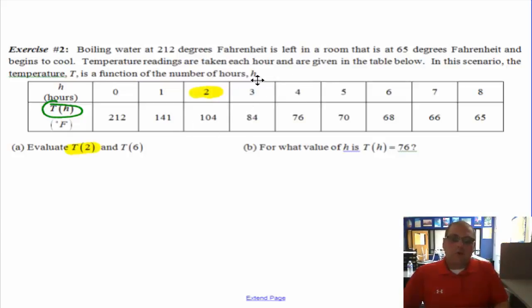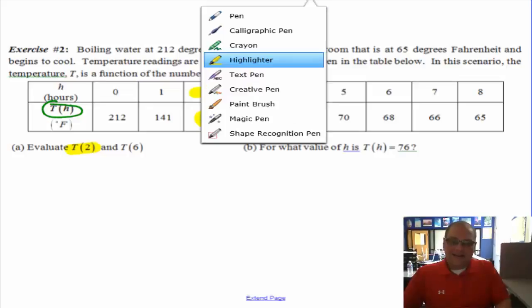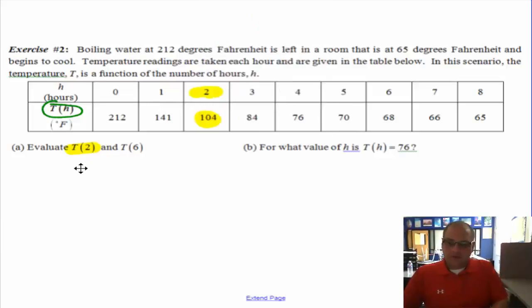And they're asking you to evaluate it. So what's the value of the function? The value of the function is t of h. Here's t of h. Here's all my t of h values. So the top row are all your input values, and the bottom row are all your output values. So when I have an input of 2, what's my output? 104. It's that simple. So this is going to be 104.